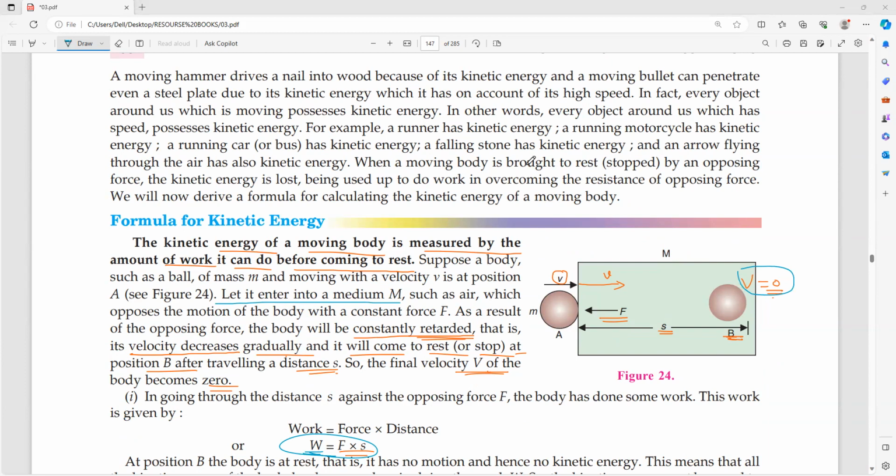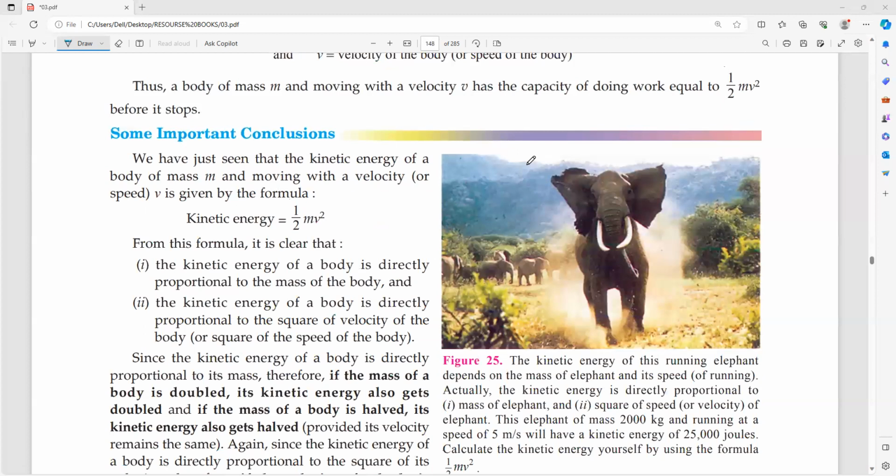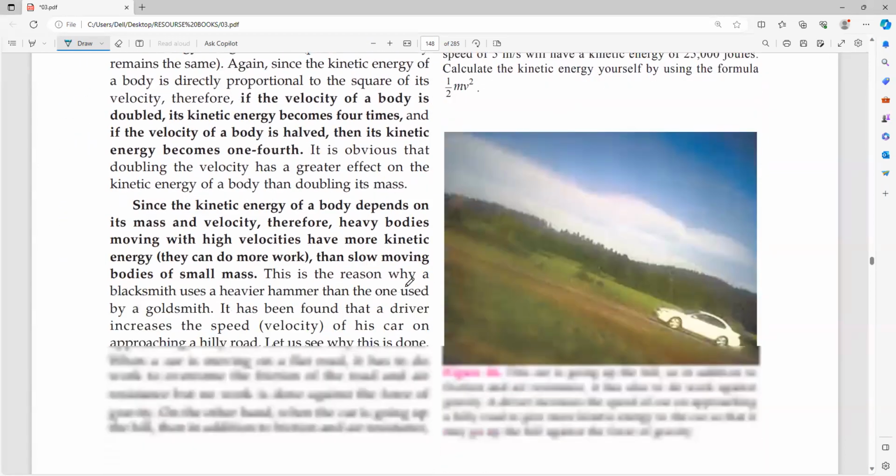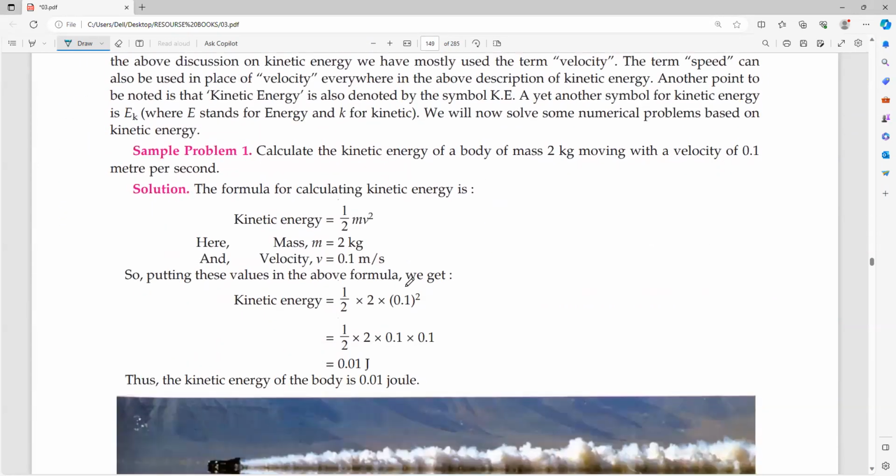But now in the Chand book, the factors I mentioned are important conclusions. Kinetic energy is directly proportional to the mass of the body, and directly proportional to the square of the velocity of the body. So please note it, everyone. Are you clear, everybody? Any doubt, anybody can ask.